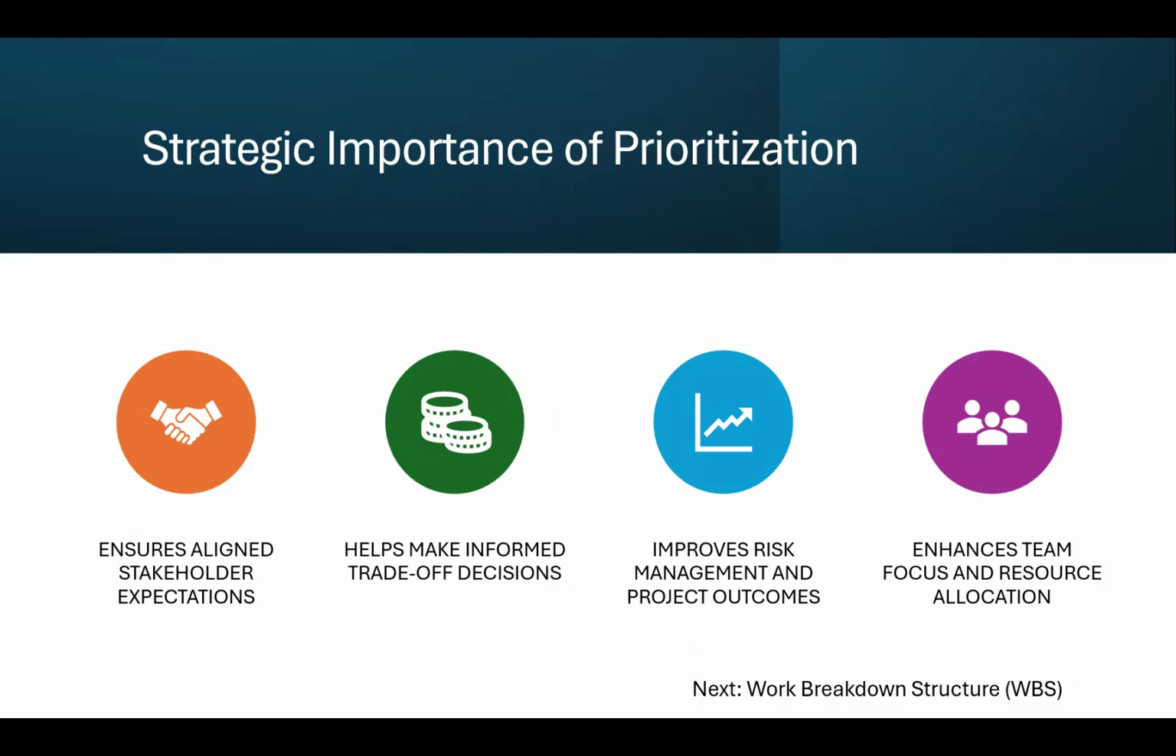Why should we prioritize? It ensures alignment with your stakeholders and their expectations. It helps you make informed decisions. So if somebody asks you to make changes, it improves risk management and project outcomes. Remember that triangle. Time. What are the other two? Cost. Quality is in the center.